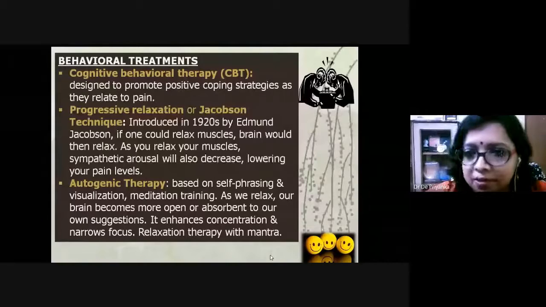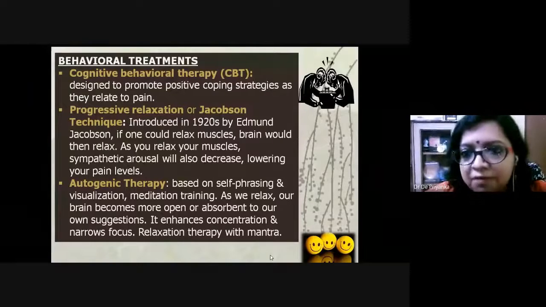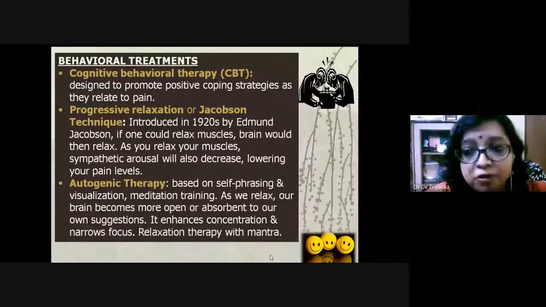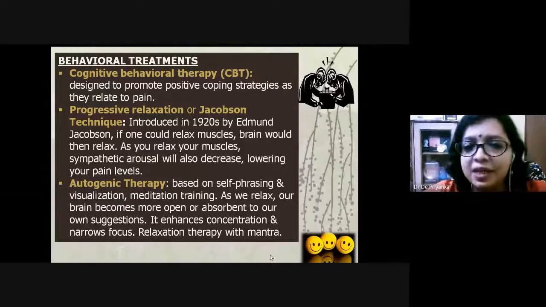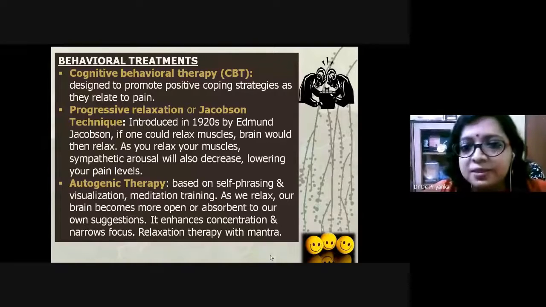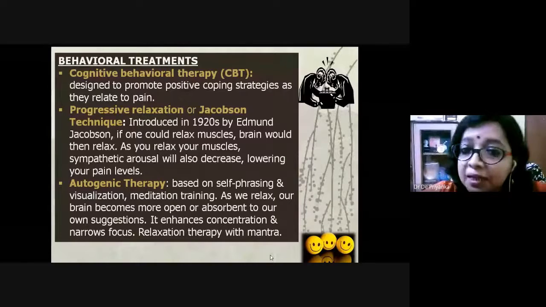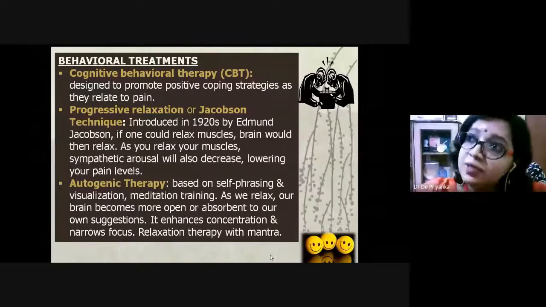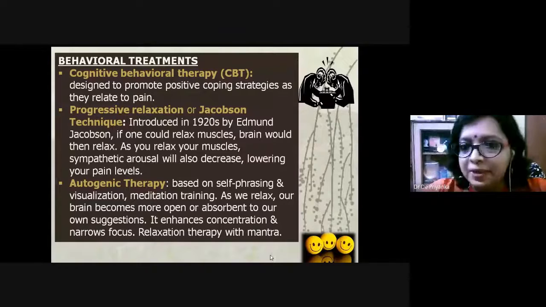Another relaxation therapy is done by the technique called the Jacobson technique, introduced by Edmund Jacobson. He mentioned that if you relax your muscles, automatically the sympathetic stimulation will be stopped. Excess sympathetic arousal mechanism will be stopped. And as a result, the pain stimuli conducted due to the sympathetic nervous system will also be wiped away. So that is the technique of relaxation.